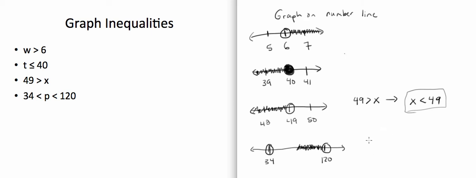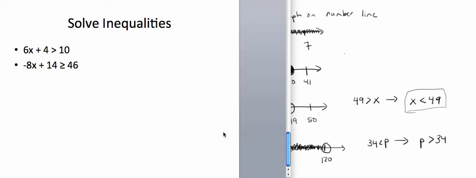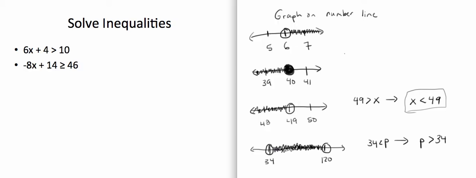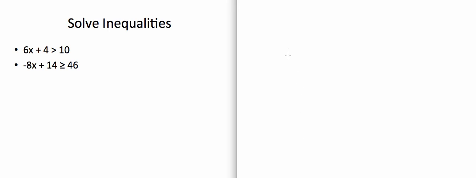If we think about 34 is less than p, like what we set up top, p is technically greater than 34. So now we can see we shade into the middle. So for this compound inequality, all the values that make it true happen in the middle. Okay. And so then the last aspect that we're going to talk about in this section is solving inequalities.